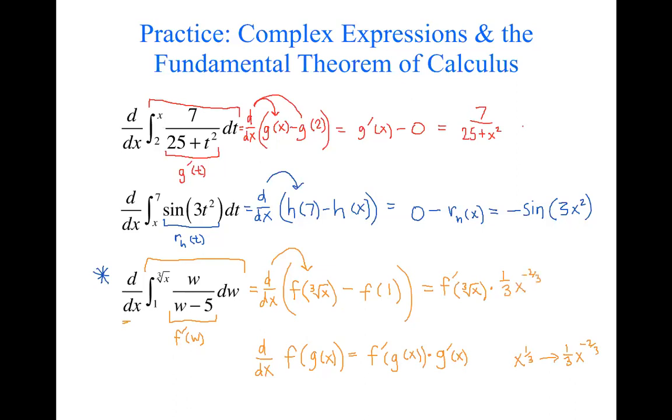So again, just the final step to get rid of this made up notation here. F prime wasn't part of this. F prime of w is this expression. So f prime of cube root of x would be cube root of x over cube root of x minus 5, and then times this expression here, the derivative of cube root of x. Whatever format you want to put that in.